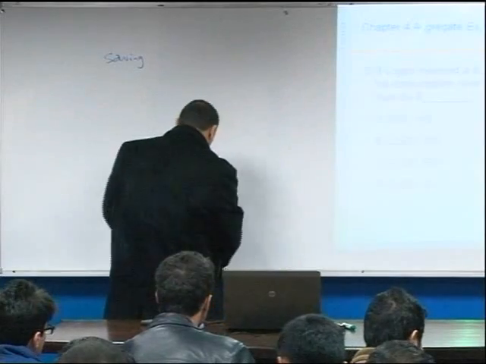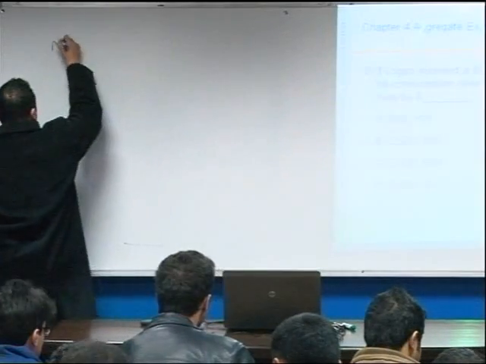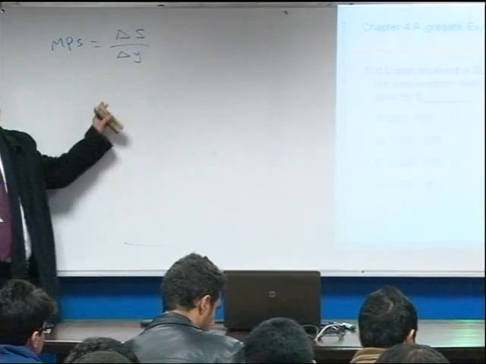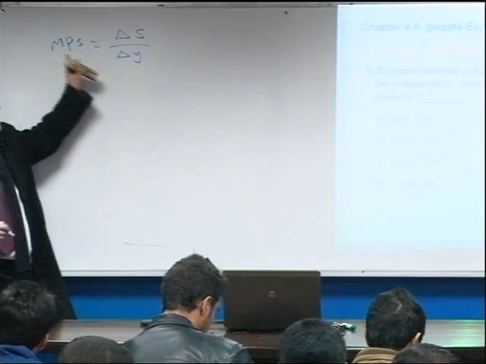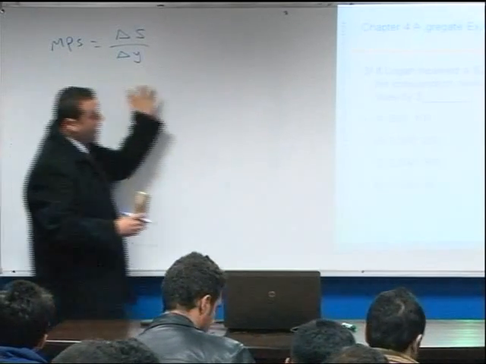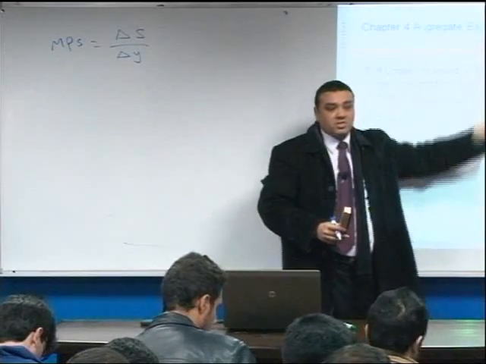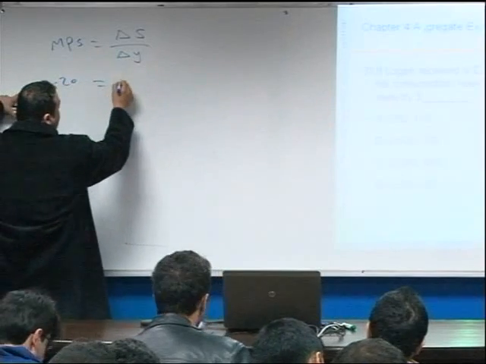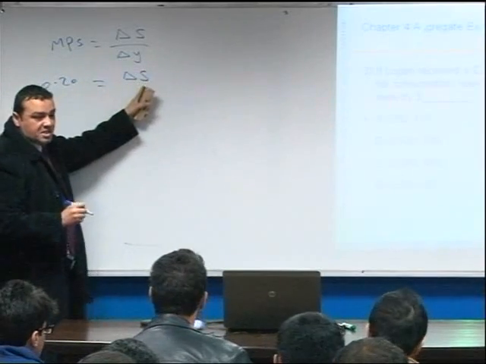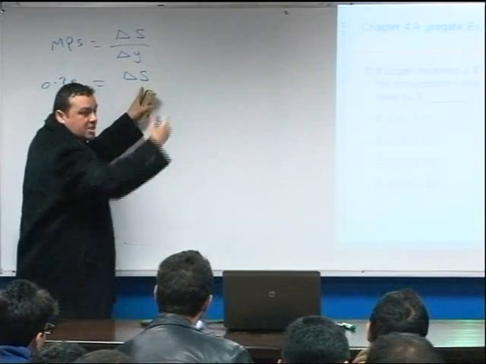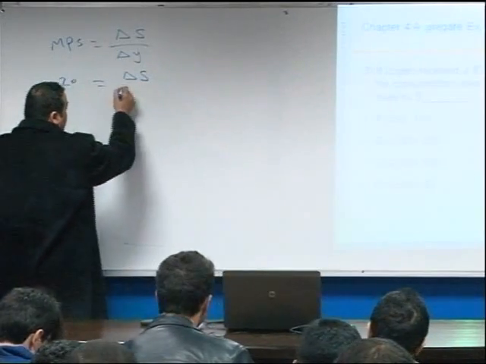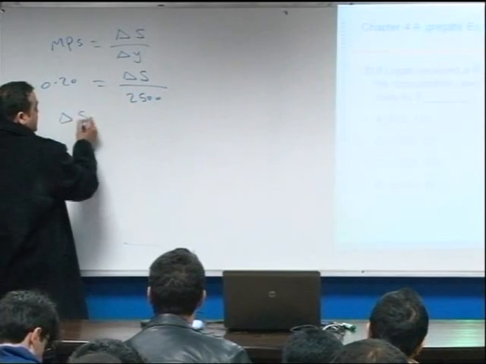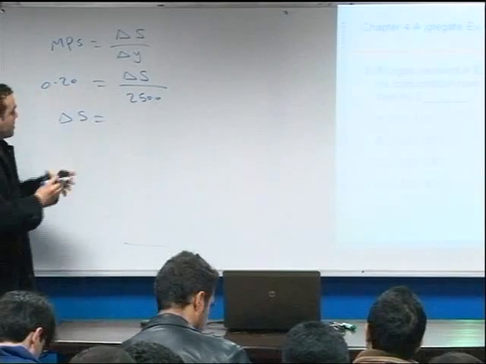Because MPS equals delta S over delta Y, right? The change in Y is given and MPS is given, because here we have an additional increase or bonus on Y. So MPS equals 0.20 equals delta S, the amount of additional income that goes for saving, which is unknown, over 2,500. So delta S equals how much? 500.